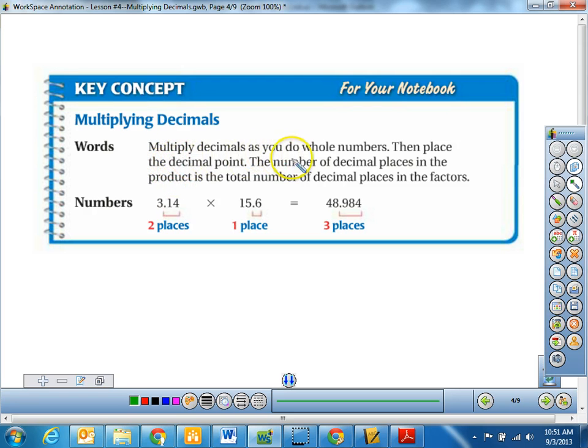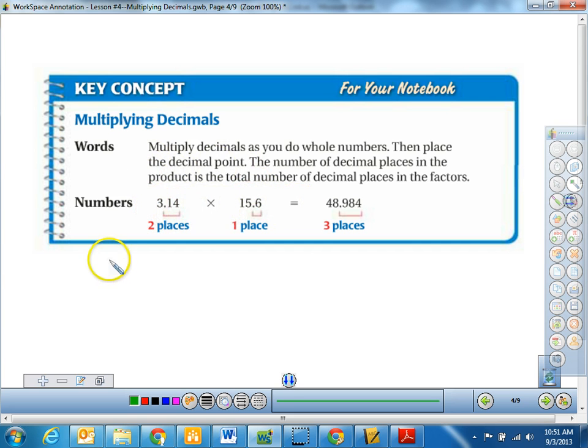We multiply decimals as you would whole numbers. So we're just going to forget about the decimal points to begin with. Then we want to place the decimal point, and in order to do that, we need to count up the number of decimal places in the product, the total number of decimal places, and that's what needs to happen in our answer.